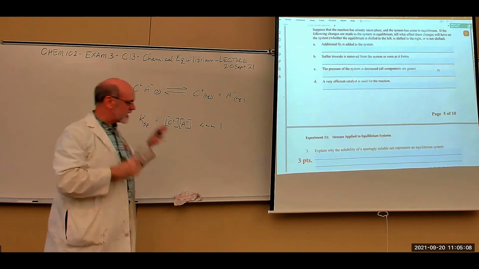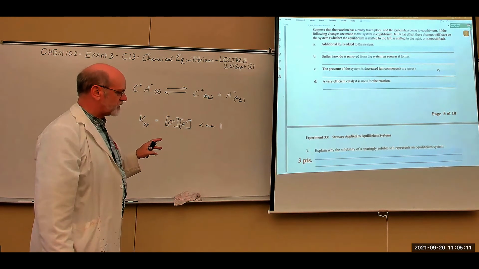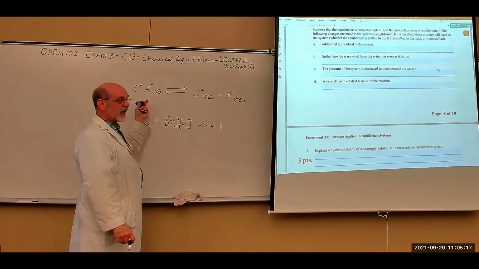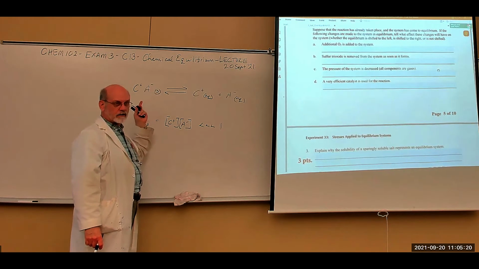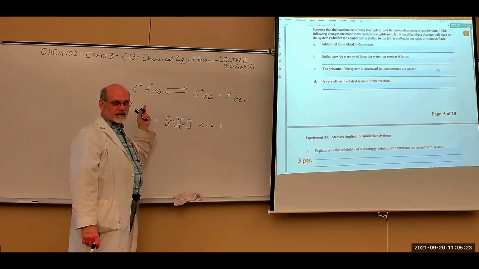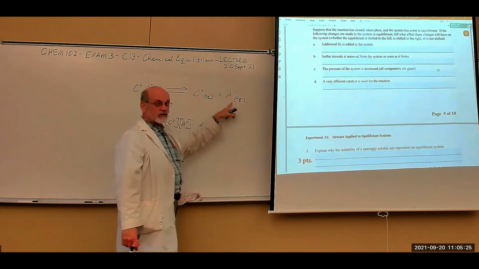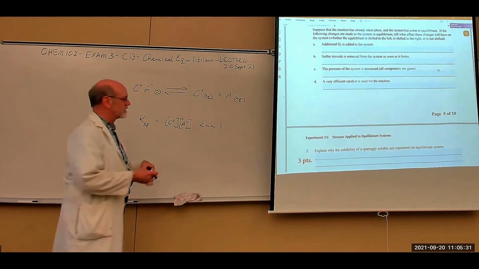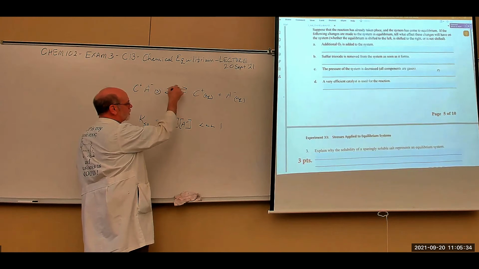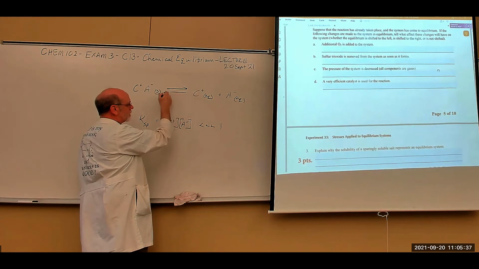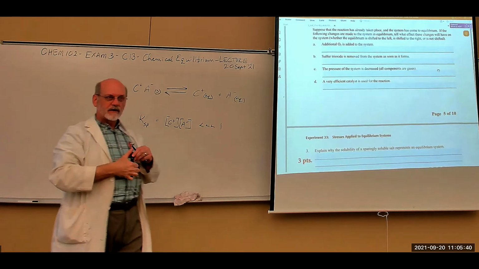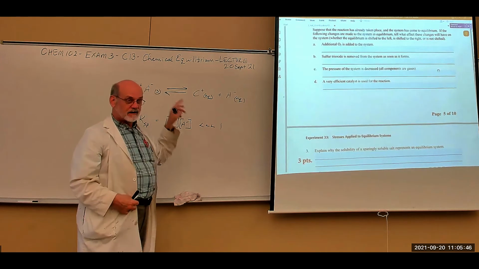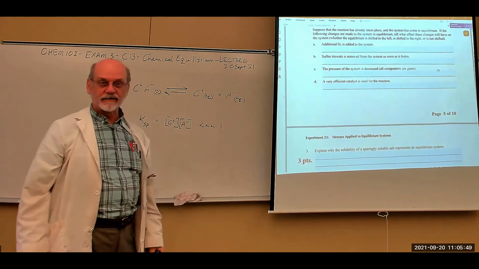Okay, now that we have our conditions, let's say, explain why the solubility of a sparingly soluble salt represents an equilibrium system. Well, say you have solid in the bottom of your beaker covered in water. What is it going to do? Well, to establish equilibrium, some of these are going to go into solution. But when equilibrium is established, what conditions exist? You've got things going this way, and you've got things going backwards. So the dissolution rate equals the precipitation rate. That's an equilibrium system.